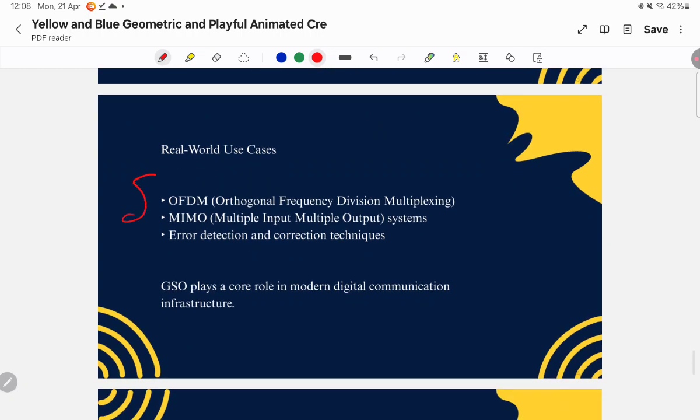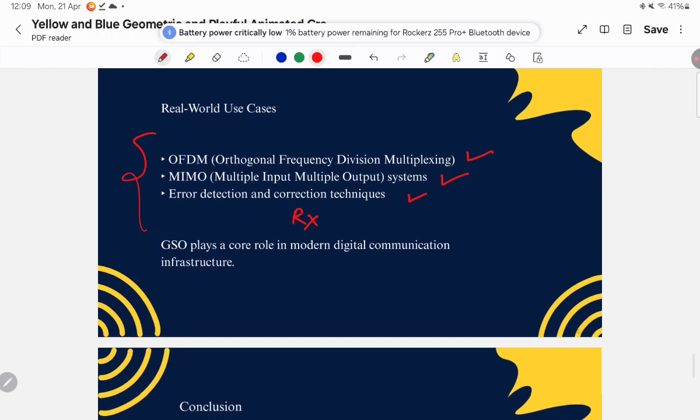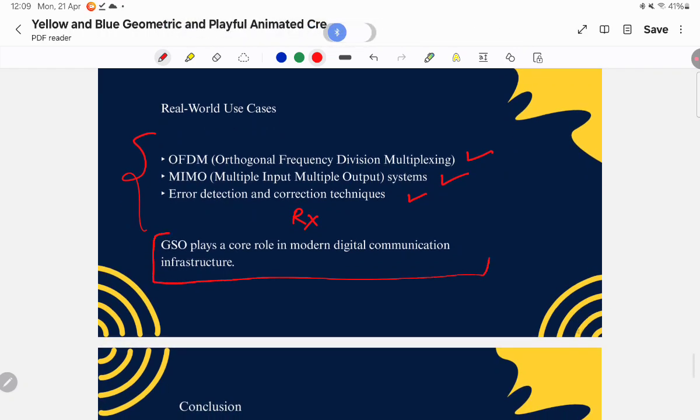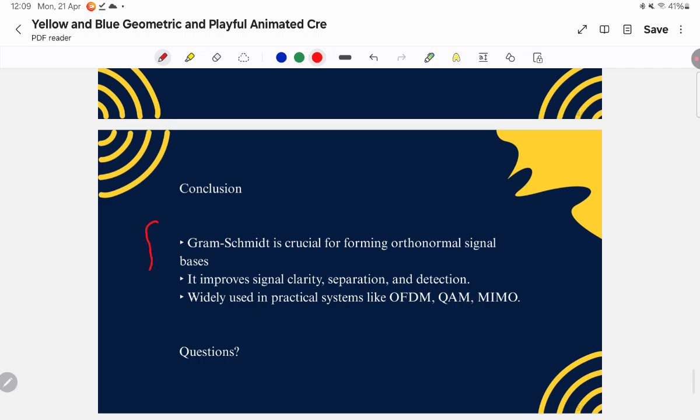These are the real-world uses. We can use it in OFDM, orthogonal frequency division multiplexing, in MIMO, multiple input multiple output systems, and in error detection and error correction at the receiver. Meaning, when we detect a signal at the receiver and also correct it, it can help there. Therefore, overall we can say GSO plays a core and important role in the field of modern digital communication systems, right? And this is the conclusion.